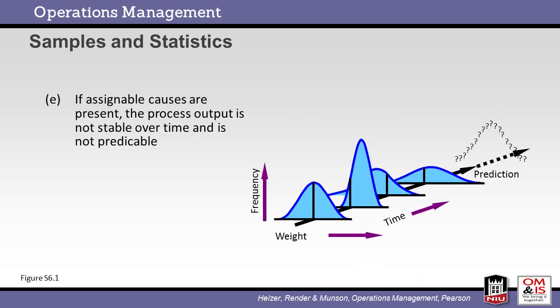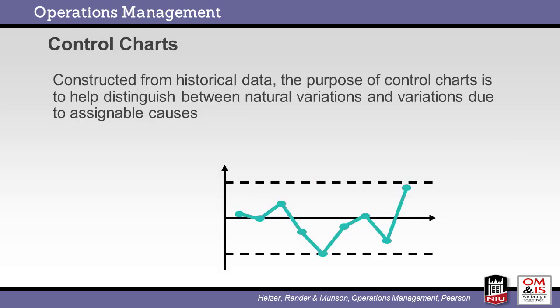In this case, assignable causes are present, and the distribution is not predictable over time. Control charts use a statistical analysis of past data to distinguish between natural variation and variation due to assignable causes.